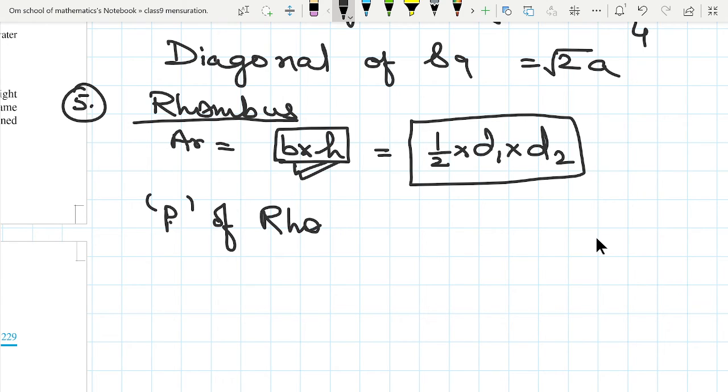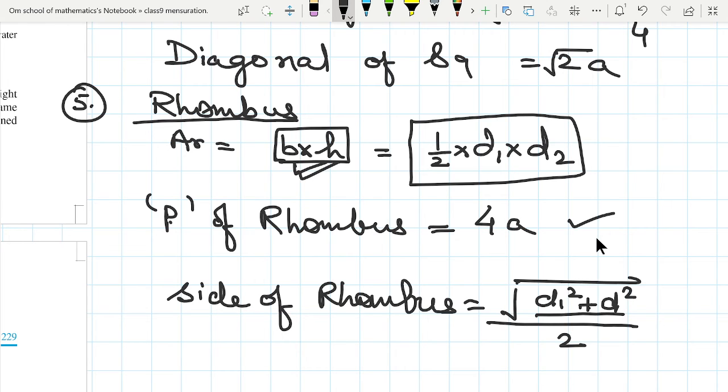Okay, now will you please tell me the side of rhombus in the form of diagonal? Side of rhombus, how will you find if the diagonals are given? It is square root of d1 square plus d2 square, ठीक है, and whole divided by 2. Clear?